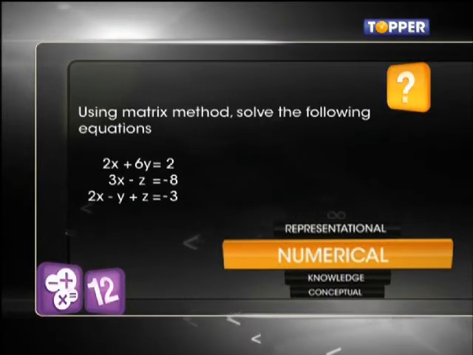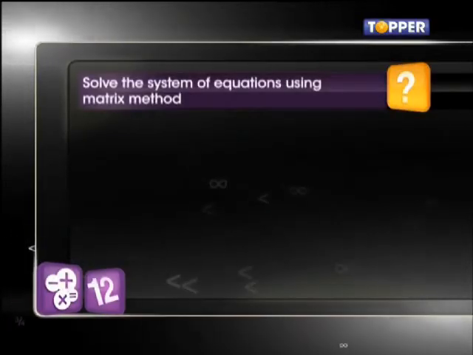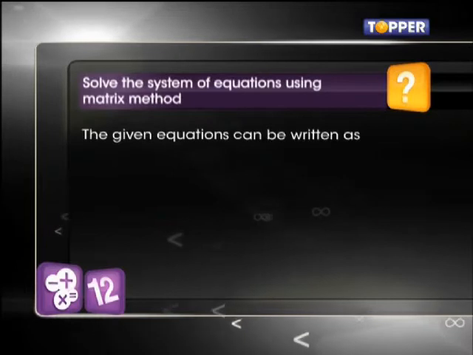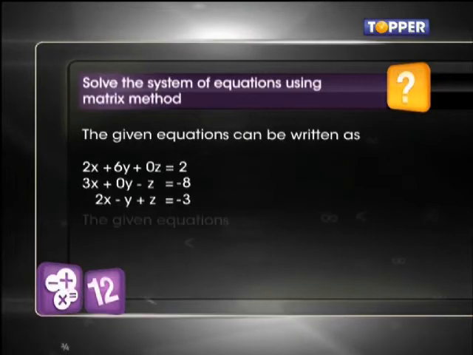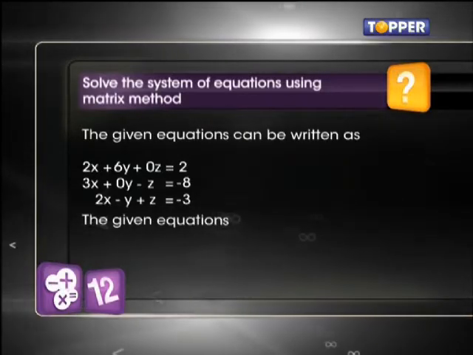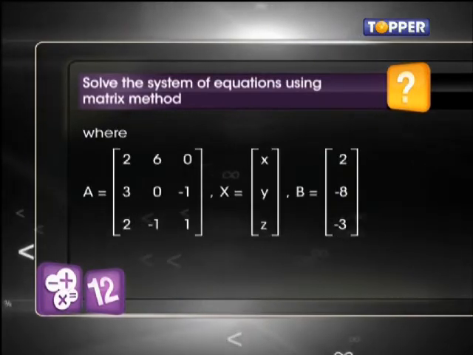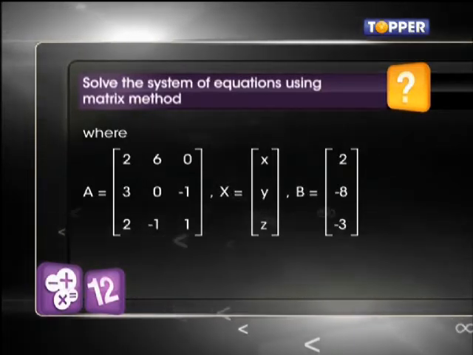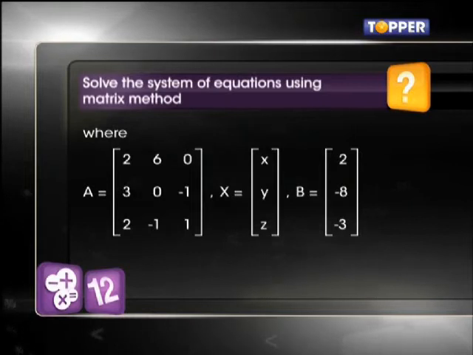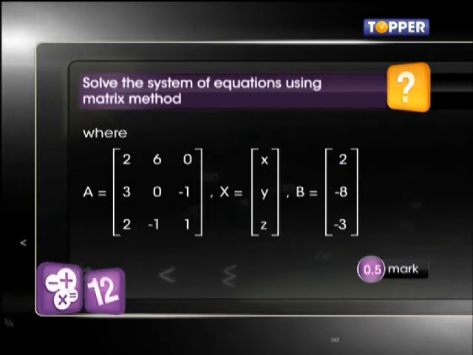It is not a very difficult question, but what you need to watch out for is the stepwise marks distribution. Before you begin writing the solution, you must write the algebraic equations in standard form. That's easy. Here it is. Now, this can be written as AX = B. Now, express this in matrix notation and write coefficient matrix, variable matrix, and constant matrix.